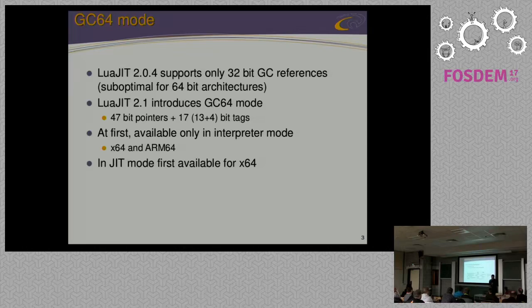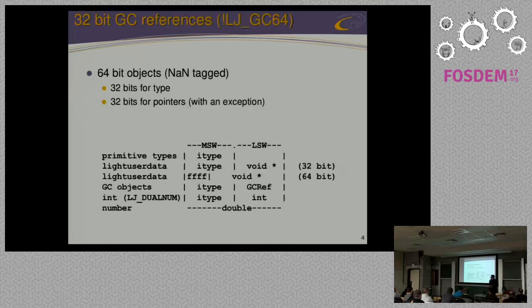A little bit about the differences. Before GC64 was introduced, all the LuaJIT objects, which are 64 bits long, were represented with 32 bits for type and 32 bits for pointers. Why is that? As you know, Lua is a dynamically typed language, and there needs to be a way to distinguish these types. In LuaJIT, NaN tagging is used for that purpose. There is an IEEE standard for representing floating point numbers, and in that standard there is a range of values defined as not-a-number, and some of the values from this range are smartly used in LuaJIT for tagging the pointer, meaning setting the type of the pointer to the LuaJIT object.